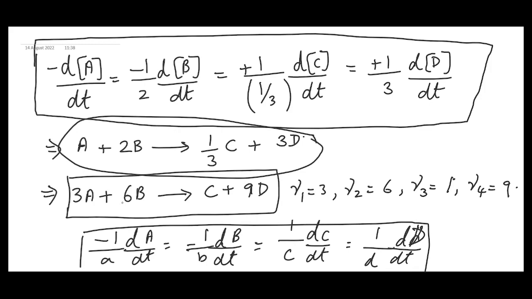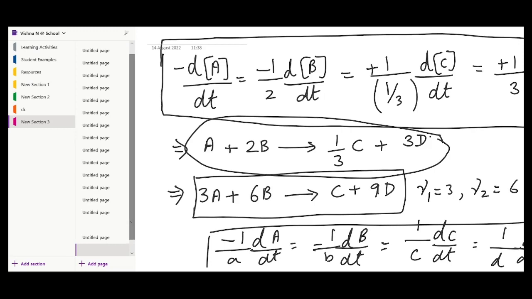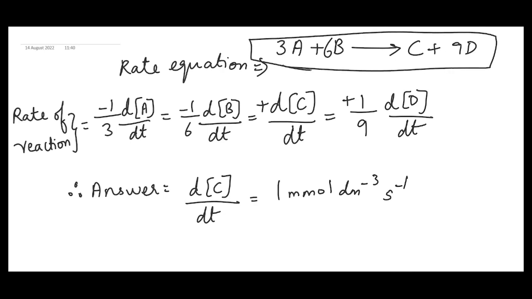So again we are writing the rate equation for this reaction, that is after multiplying by 3. Finally we get the rate equation to be minus 1 by 3 times dA by dt is equal to minus 1 by 6. We are actually writing the rate equation for this particular reaction, 3A plus 6B gives C plus 9D, that is after multiplying by 3. For this equation, the rate equation is this.